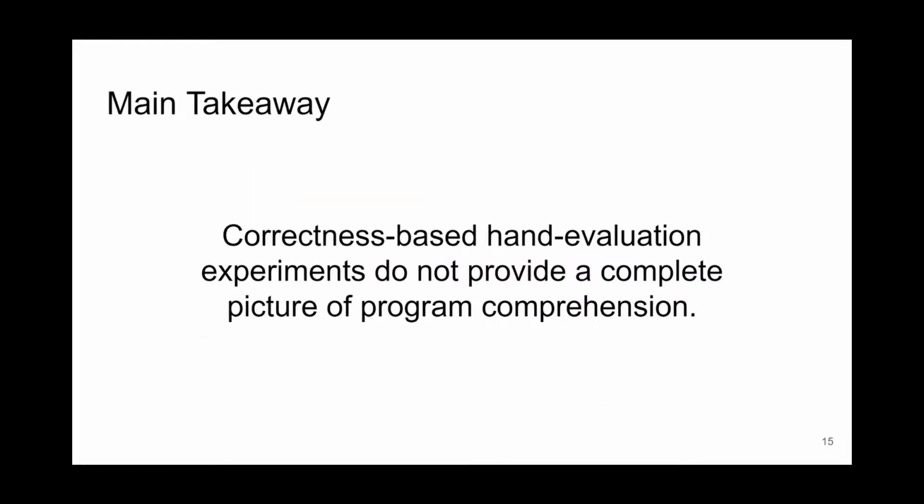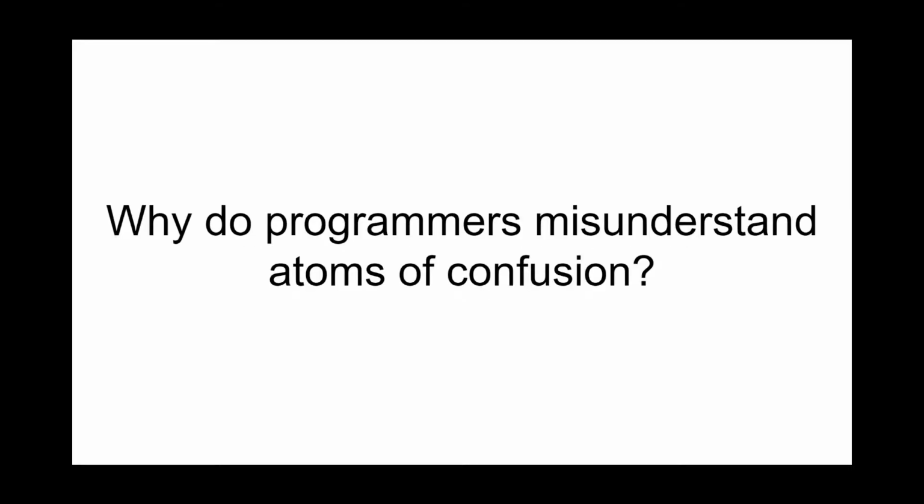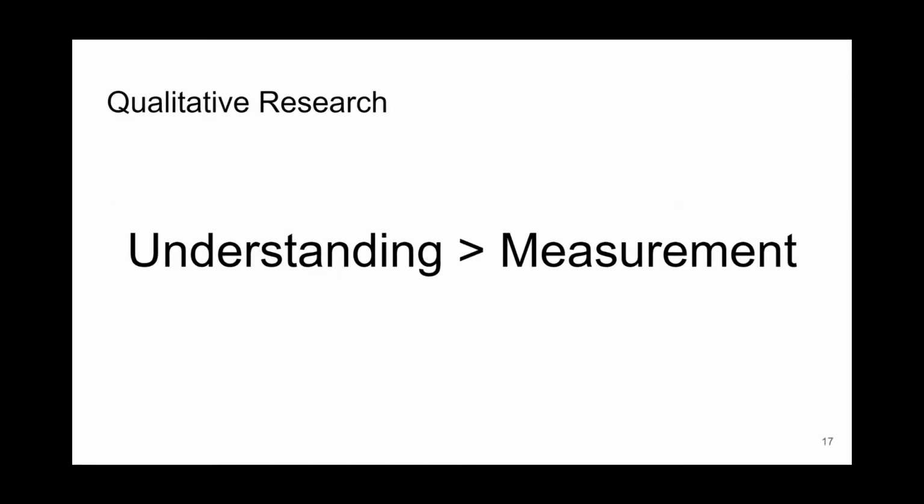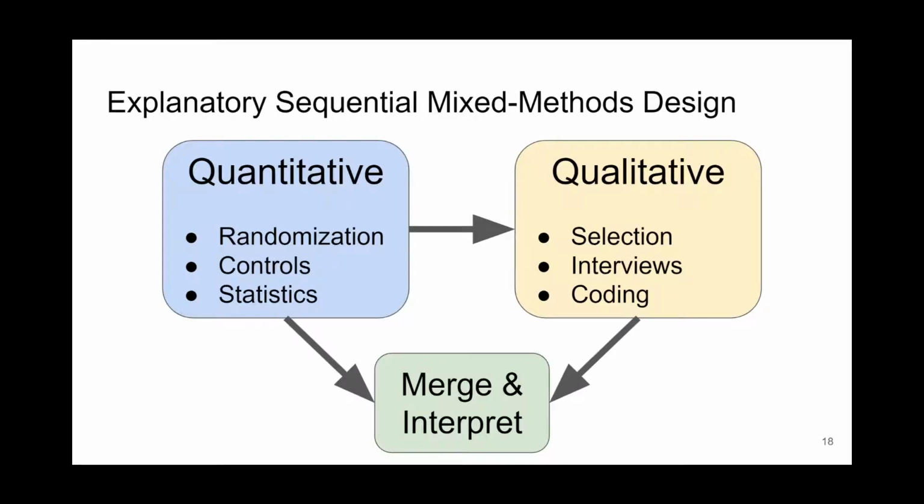And so, back to the main takeaway that I'd like people to get from this talk, which is what correctness-based hand evaluation experiments do not show. So the main thing that we wanted to research, our main research question, was: why do programmers misunderstand atoms of confusion? And in order to answer this question, we knew that we would have to emphasize more understanding than measurement. And so naturally, we reached for qualitative type research. Now, I'd never done this type of research before, but it turns out that there is a model for the way in which we were conducting it, which is called explanatory sequential mixed methods design.